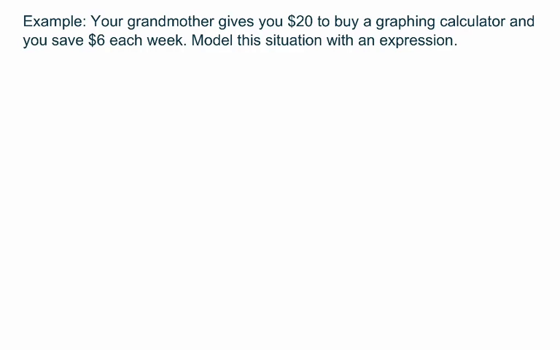Now, on top of this $20 that your grandmother gives you, you save $6 each week from an allowance, from whatever your parents give you. And the problem here is model this situation with an expression. And so the question might be, how much money do you have after so many weeks? So the first thing we need to do is, I guess we'll start with the $20. So you have $20 that your grandmother gives you. And then you are adding to that. And in addition to this $20, you save $6. Now you save $6 each week.